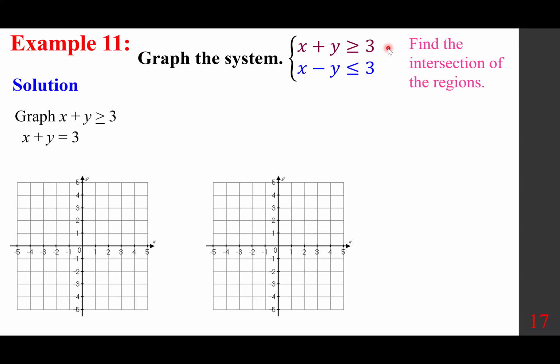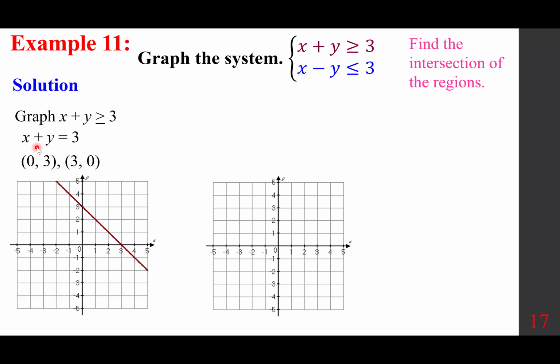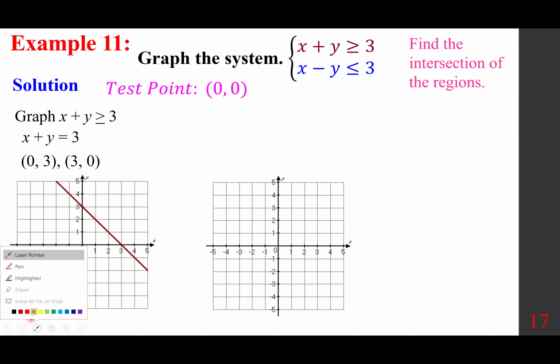To graph this, we're going to pick up two pairs, the intercepts. X is 0, y is 3, y is 0, x is 3. So we have the two pairs: 3, 0 and 0, 3. And we have a test point. 0, 0 is a good point because it's not on the line.